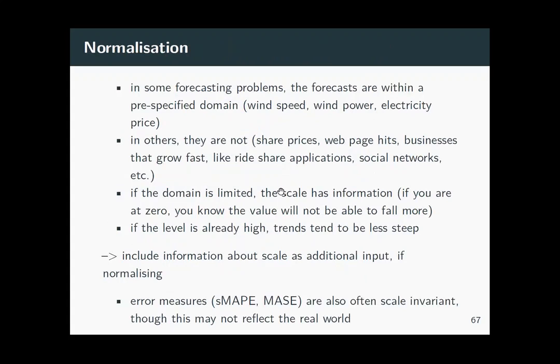Yeah, I think this is very important as well, the normalization, right? Because in some forecasting problems, the forecasts are within a pre-specified domain, something like wind speed, wind power, maybe even electricity price. You know beforehand that all the values you will ever get are between, let's say, 0 and 25. So now normalization is very easy. You just divide by your maximum that you know you will never be over, and that's it, right? But in other time series, this is very tricky.